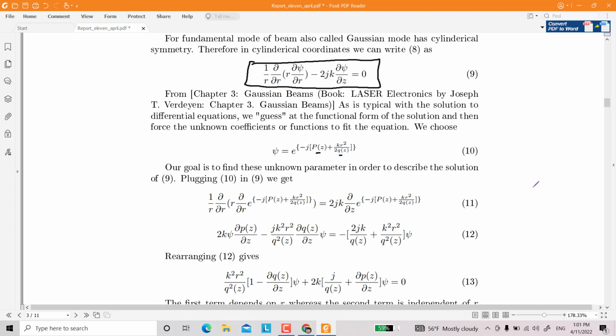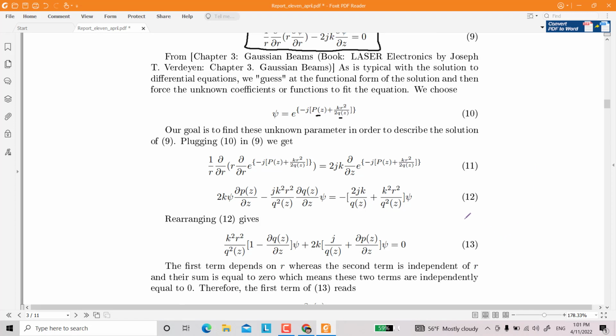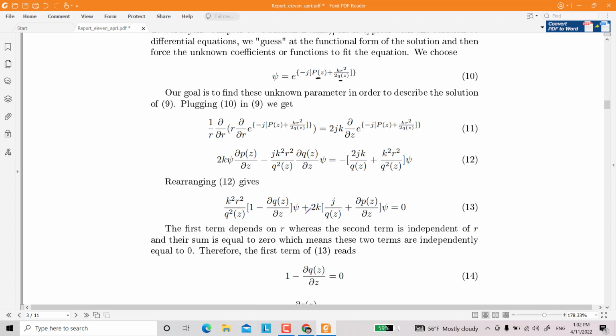Take your equation number 10, which is the guess solution of this differential equation, the paraxial Helmholtz equation in cylindrical symmetry, which is equation number 9. If you put it in and perform some differentiation, some calculus, you come up with equation number 12, right? Now we can rearrange with certain factors common between different terms. If we rearrange equation number 12, we are left with equation number 13. This is a very simple task to do, and it is quite obvious from this slide as well.